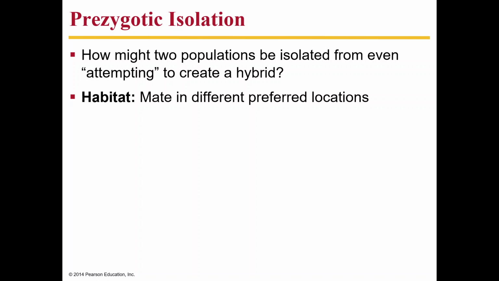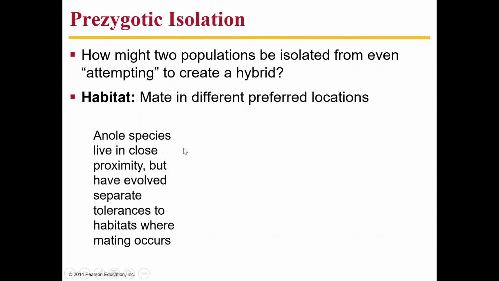Obviously, there's other things that can bring you together, but this is the concept behind the habitat part. Not that they live in separate areas, but they prefer different habitats. And over time, this can separate them evolutionarily, okay? So anole species, these are a very common type of species. They live in close proximity to each other, but they've evolved separate tolerances to habitats.